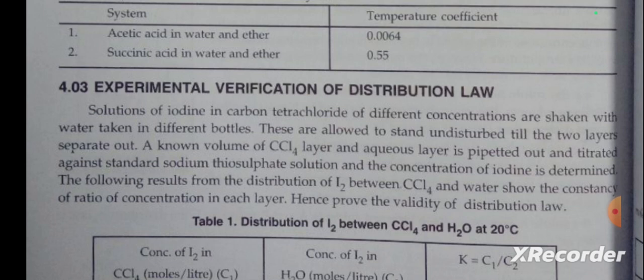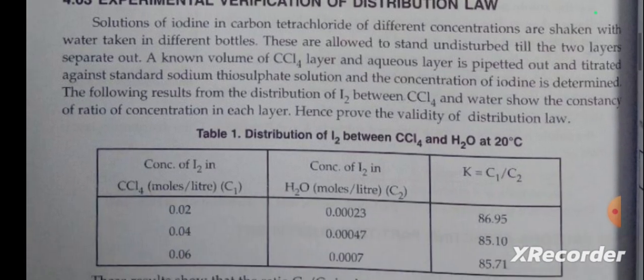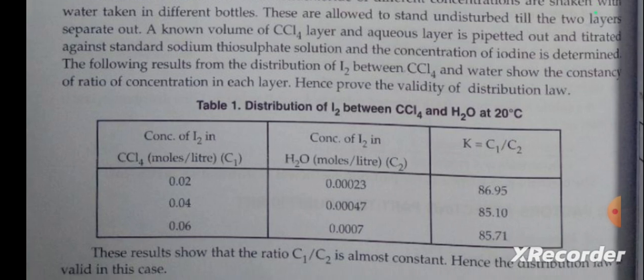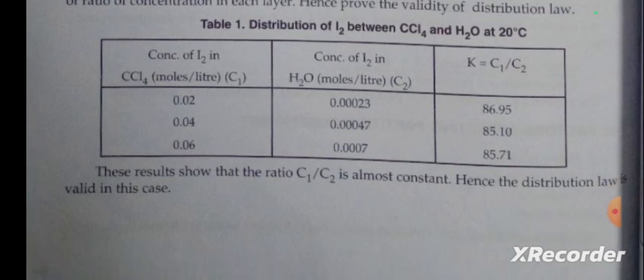The following result is from the distribution of I2 between water and CCl4, which shows the constancy of the ratio of concentration in each layer, hence proves the validity of distribution law. 0.02, 0.0023, 86.95. These results show that C1 by C2 is almost constant, hence the distribution law is valid in this case.